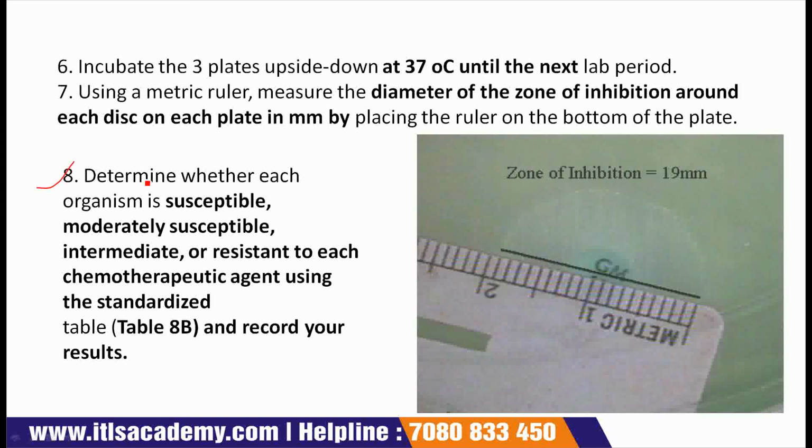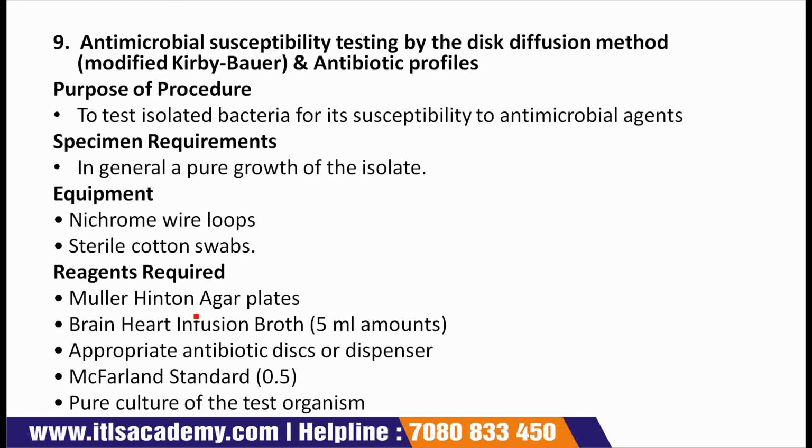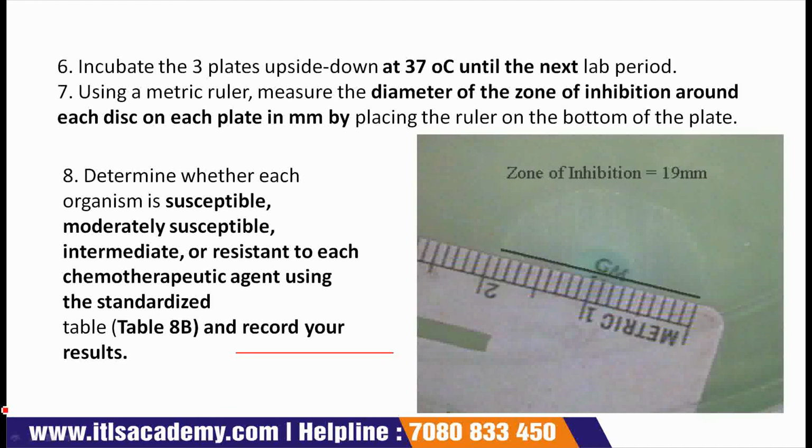Next point is determine whether each organism is susceptible, moderately susceptible, intermediate or resistant to each chemotherapeutic agent using the standardized table 8b. This is shown in the diagram. And you have to record your result. We will show you a result table.